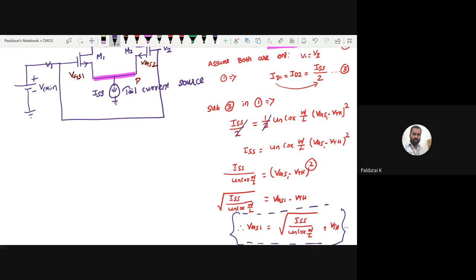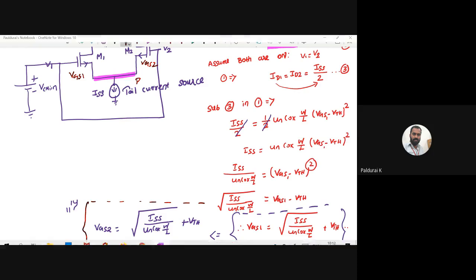Similarly, what will be the value for VGS2? Because we assumed both transistors have the same CMOS technology, right? Here ISS, mu n Cox, W over L, plus VTH, everything is same for M2 also. Therefore, what formula would come for VGS2? The same formula would come. If you derive, we will get the same because we assumed the same MOS technology. So please make a note of this. This is the required VGS to make the two transistors on. If both transistors have to be on, this is the required VGS1 as well as VGS2.